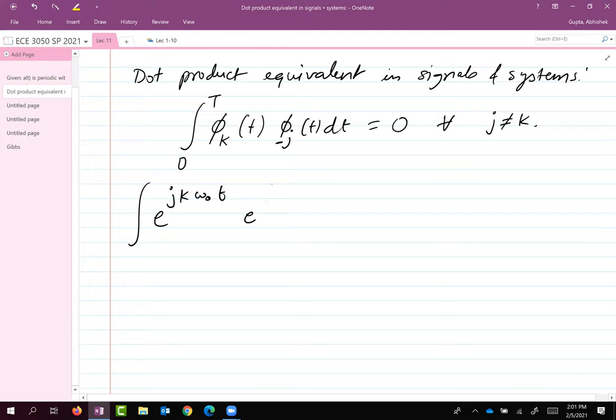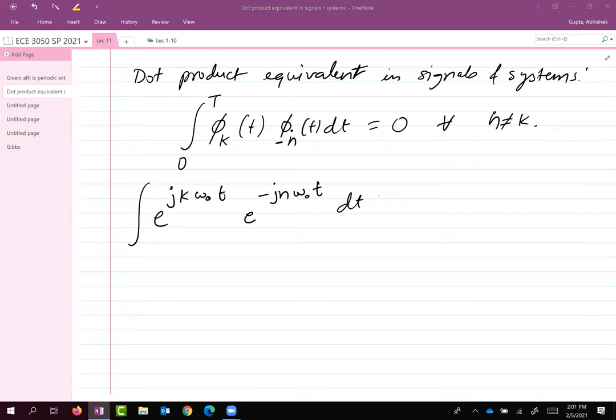and e raised to, I cannot use j because j is already used. Let me use n. Minus j n omega naught t. So I'm using j for the complex number, so I don't want to use j as an index. dt.